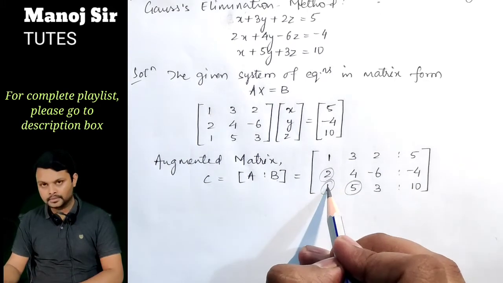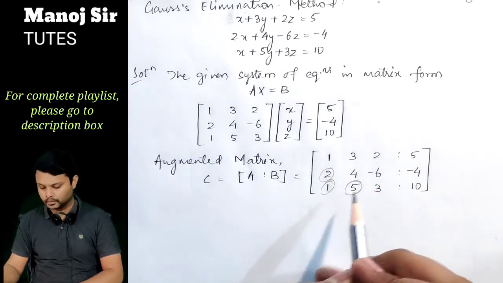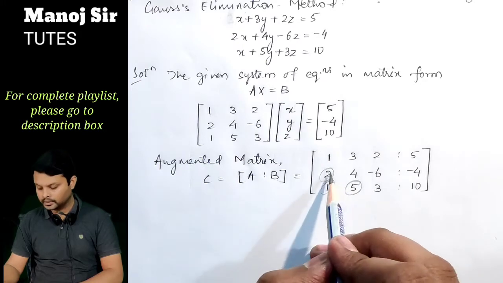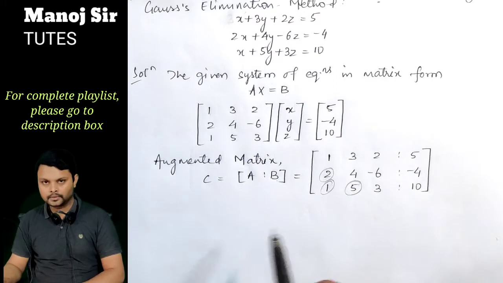For making these two elements 0, we will equate both the rows with the first row. But if you want to make this 0, in this case we have to go for the second row. Don't go for the first row. So here we have to perform some operations.